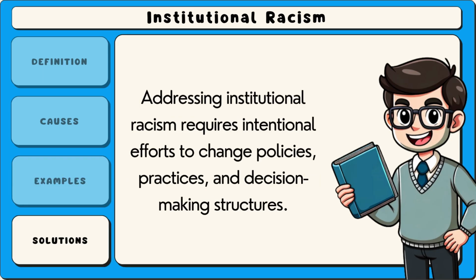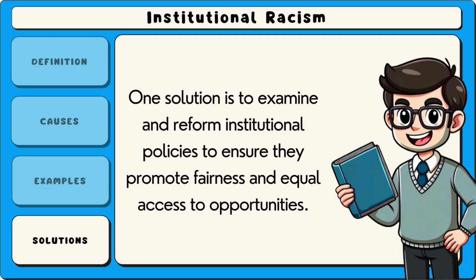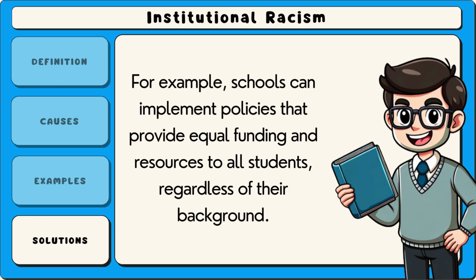Addressing institutional racism requires intentional efforts to change policies, practices, and decision-making structures. One solution is to examine and reform institutional policies to ensure they promote fairness and equal access to opportunities. For example, schools can implement policies that provide equal funding and resources to all students, regardless of their background.